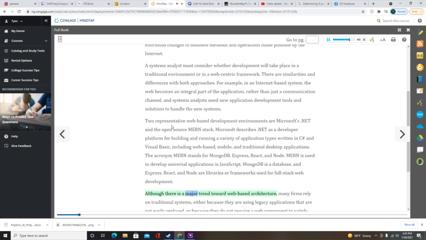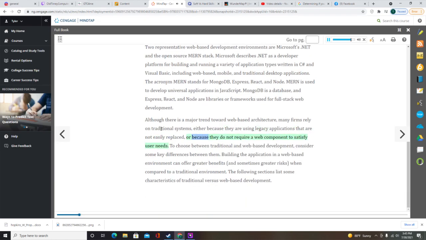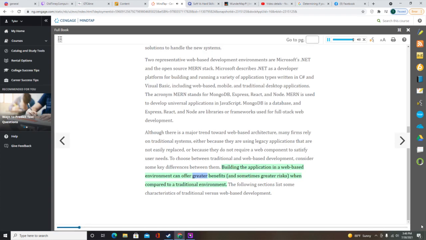Although there is a major trend toward web-based architecture, many firms rely on traditional systems, either because they are using legacy applications that are not easily replaced, or because they do not require a web component to satisfy user needs. To choose between traditional and web-based development, consider some key differences between them. Building the application in a web-based environment can offer greater benefits, and sometimes greater risks, when compared to a traditional environment. The following sections list some characteristics of traditional versus web-based development.